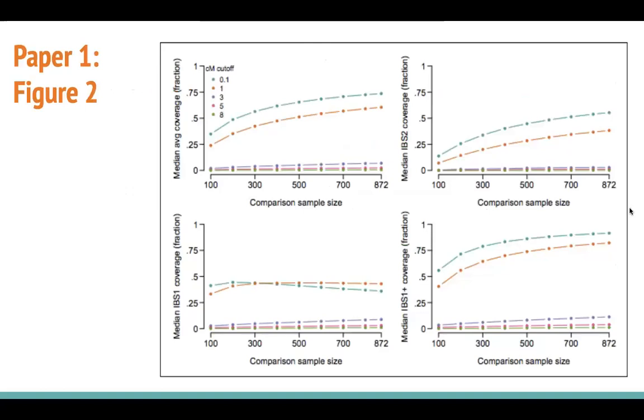Okay, so this is also figure two, and IBS tiling is also shown in this figure. So this figure shows the median amount of coverage that is obtained by IBS tiling as a function of comparison sample size. So in the top left, it shows the average coverage across each of the person's two haplotypes. And then on the top right, it shows the IBS2 coverage, or the length of the genome where both haplotypes are covered by IBS tiles. In the bottom left, it shows the IBS1 coverage, or the length of the genome where exactly one haplotype is covered by IBS tiles. And then on the bottom right, it shows the length of the genome covered by either IBS1 or IBS2.